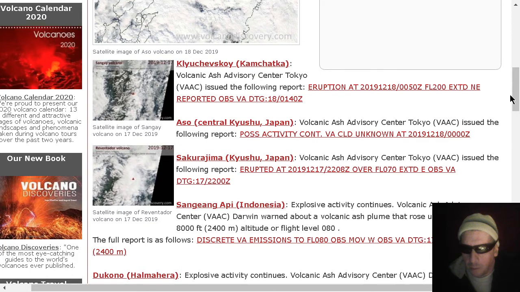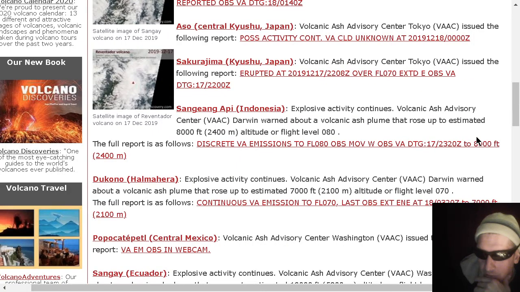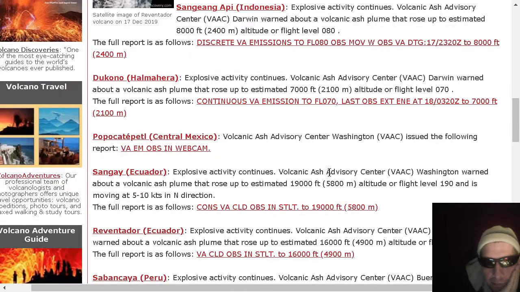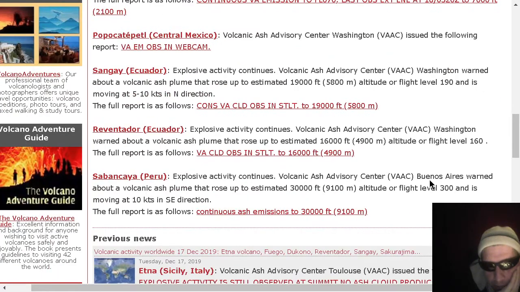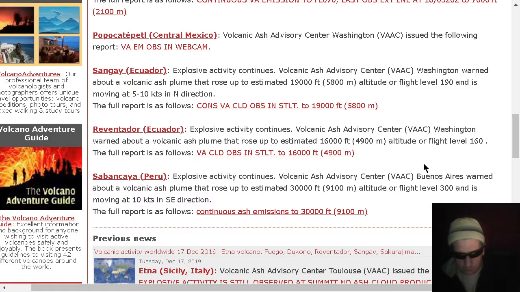Sakurajima, flight level 7,000. Sanjiang-Api, flight level 8,000. Tukono, flight level 7,000. Popocatépetl, volcanic ash observed in webcam. Sangay, producing a 19,000-foot ash plume. Revenador, 16,000-foot ash plume in Sabancaya. Exploding 30,000-foot ash plume there in Peru. Please do not attempt to do the triple Lindy over Sabancaya.